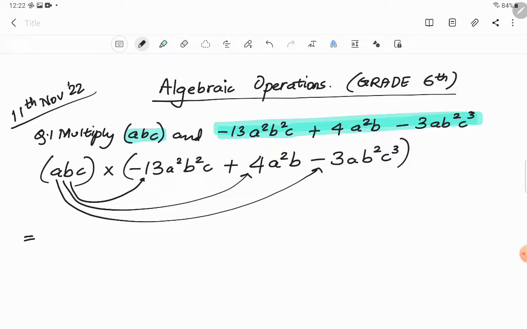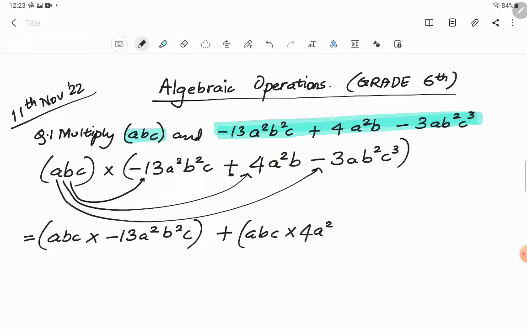So the second step will be to write abc, the monomial, multiplied with the first term from the trinomial, minus 13a²b²c. Put a bracket. Then write this plus sign as it is, in the center. Then the next will be abc multiplied by 4a²b. Next write plus in the center. Again write abc, the monomial, multiplied by minus 3ab²c³. So we wrote the center signs as plus. So let's do the next multiplication.